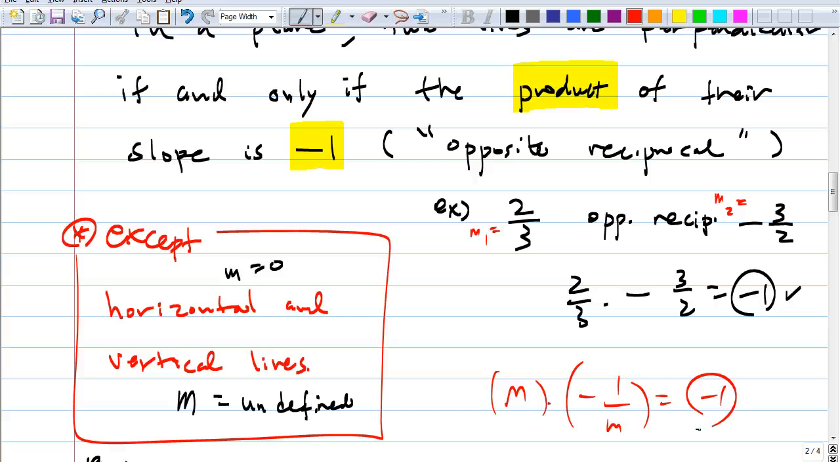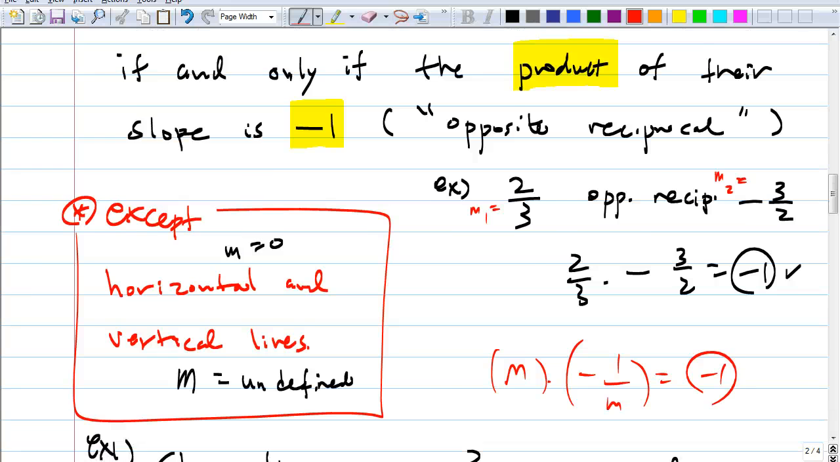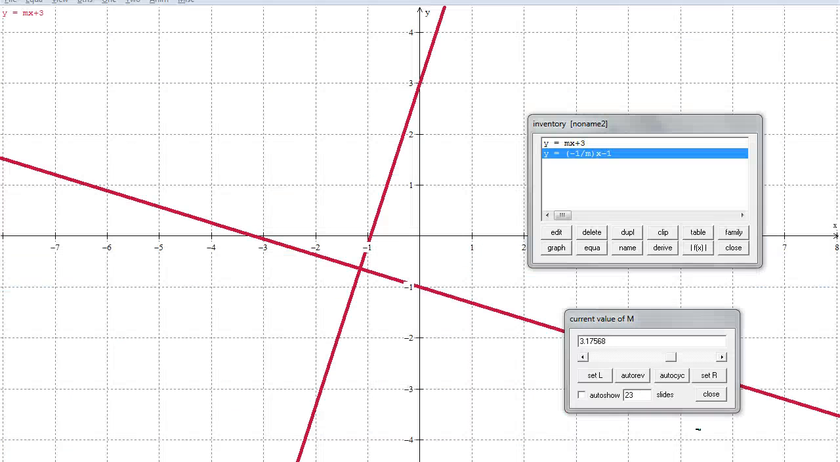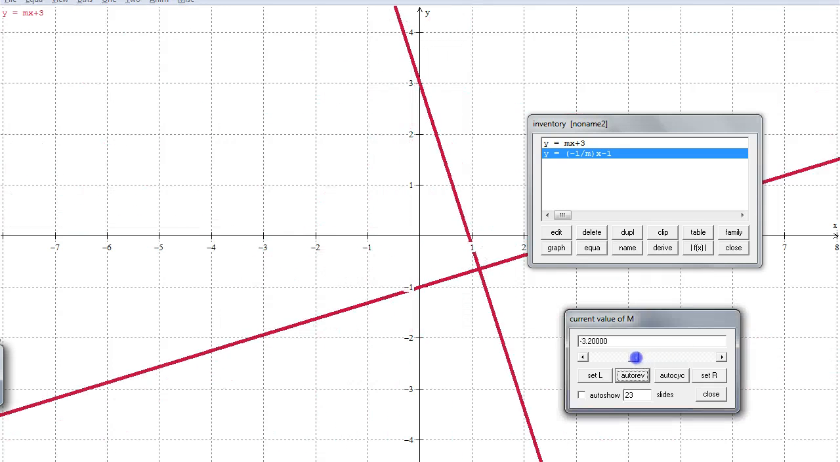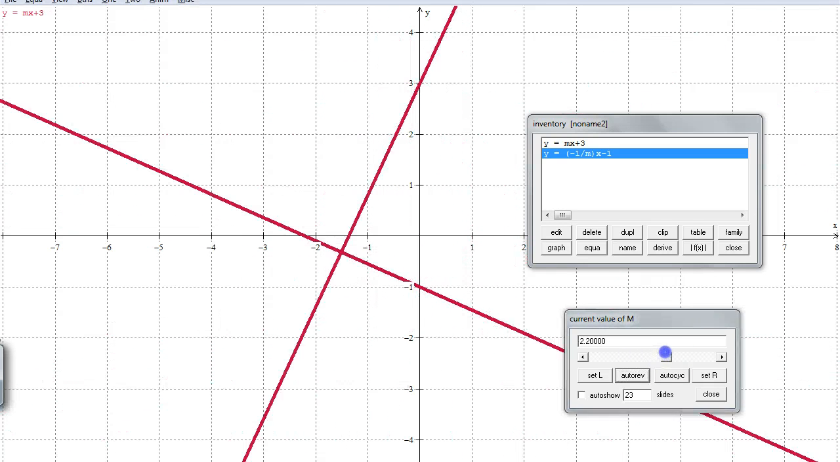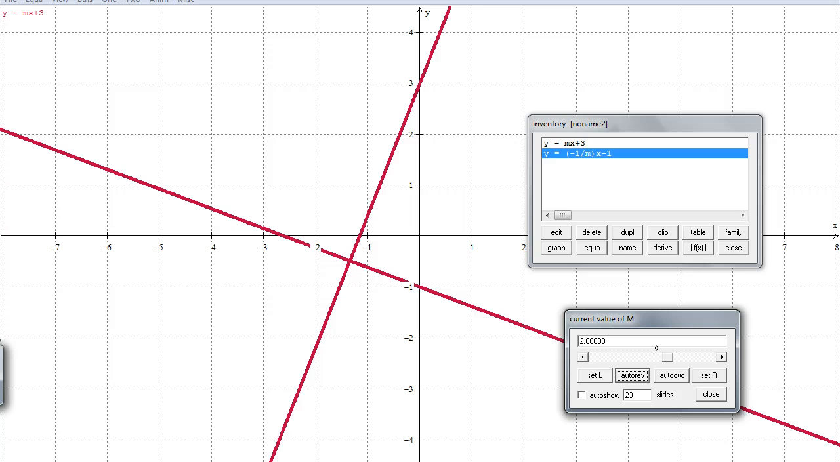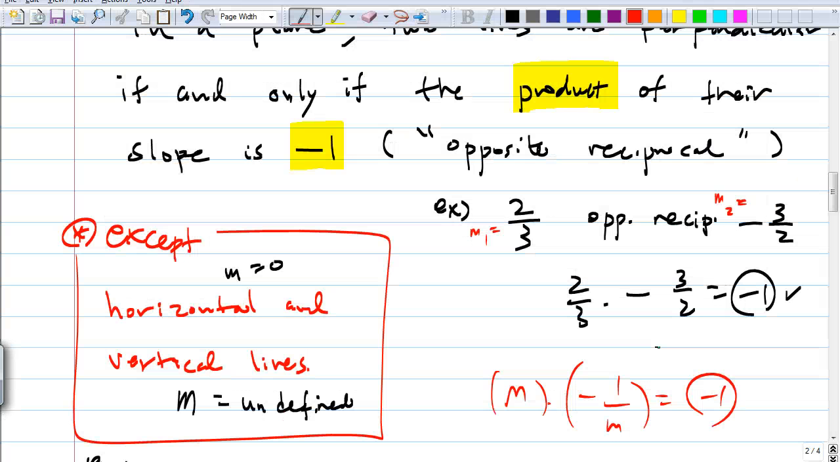You guys remember opposite reciprocals? These slopes have to be the opposite reciprocals of each other, right? Does this make sense? Do you guys remember this? All right. So if that's true, as you can see, even if I change the value of m, they remain perpendicular throughout. Does that make sense? Yes? Hello? Okay.